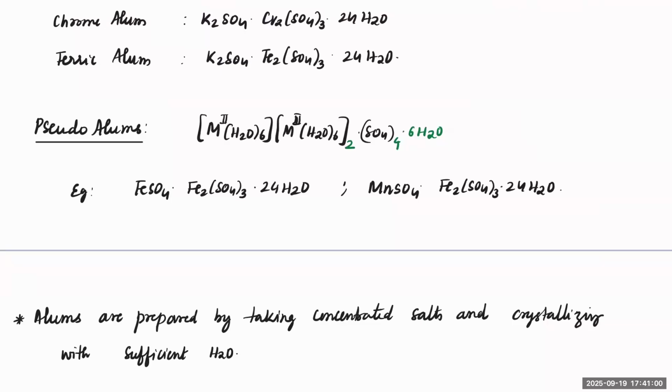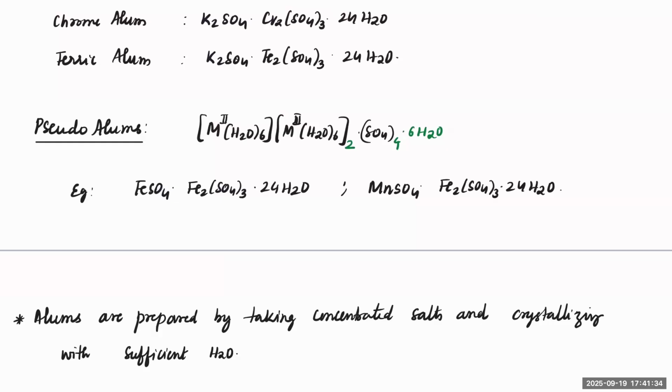Pseudoalums, as in instead of +1 oxidation state, now you have +2 oxidation state. So if you have +2 with 6H2O and +3 with 6H2O, and they are combined with SO4 4 times and 6H2O, then this is the product you will have. Like FeSO4, Fe2(SO4)3, and 24H2O. And in the same way, instead of iron, you can have manganese here, and this is the pseudoalum form.